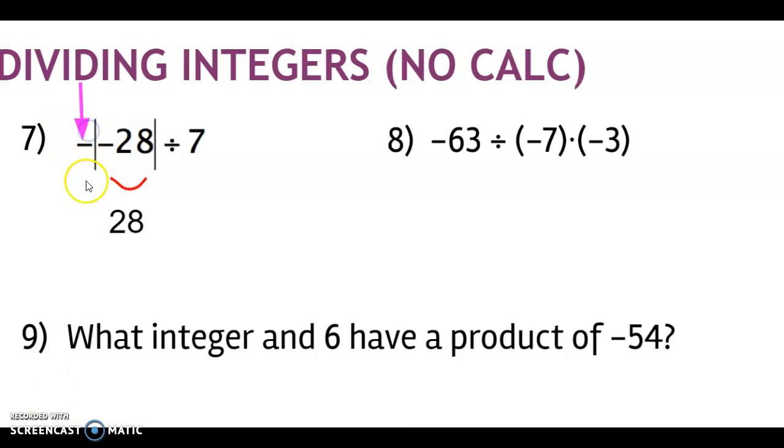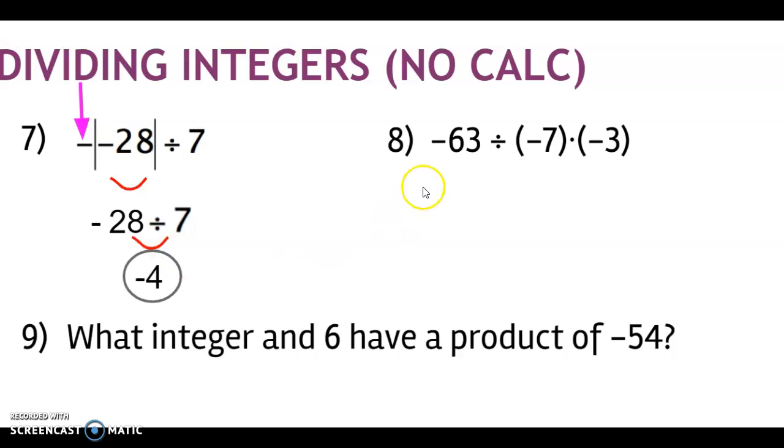Now what do you think is going to happen here with this negative in front? Right, it's just going to get dropped straight down. So this is saying the opposite of the absolute value of -28. If the absolute value of -28 is 28, then the opposite of that would be -28. Now let's divide it by 7. Well, we know 28 divided by 7 is 4. Because the signs are different, or they disagree, the answer is -4.